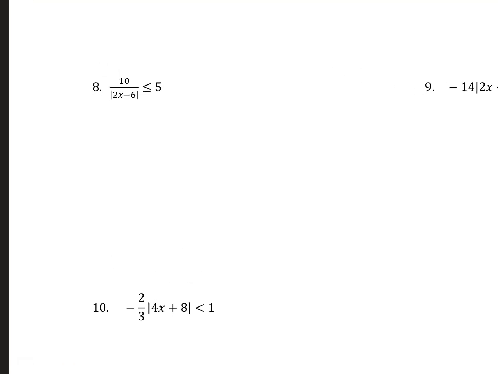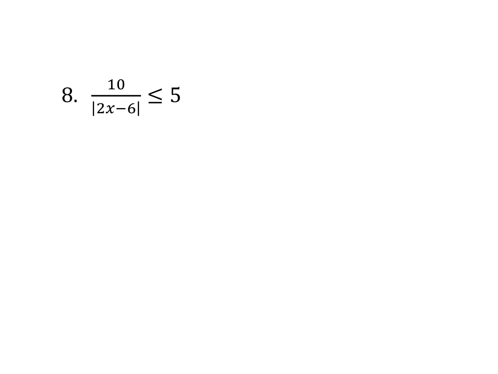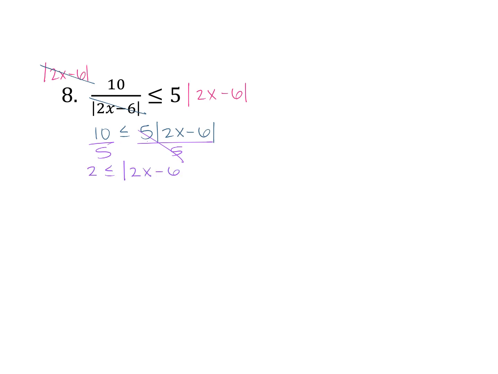For your next question, you have 10 over the absolute value of 2x minus 6 is less than or equal to 5. I don't want the absolute value in my denominator, so I'm going to multiply each side by the absolute value of 2x minus 6. It's going to cancel out on my left side, so that's just going to give me 10 is less than or equal to 5 times the absolute value of 2x minus 6. Again, I want to isolate that absolute value, so I'm going to divide each side by the 5, and that's going to give me 2 is less than or equal to the absolute value of 2x minus 6.